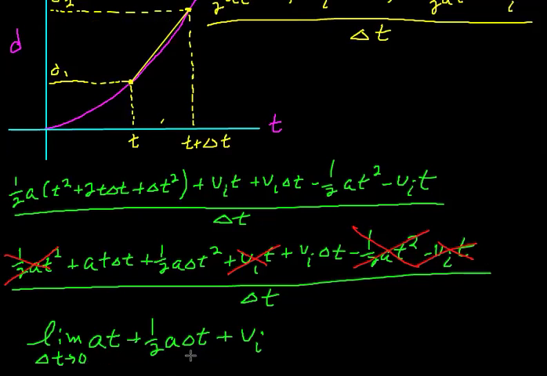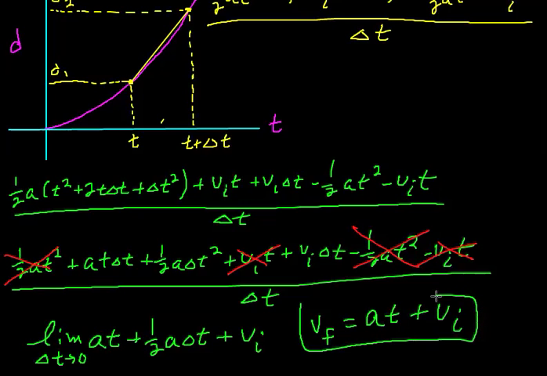Well, the way I can do that is I can just put 0 in for my delta t in this equation. If I put 0 in for delta t, this whole term in the middle will be 0, and then the velocity, or the slope of the line at that particular point, which is what we're trying to figure out, we could call it the final velocity, will equal at plus vi. Look at that. That's amazing.